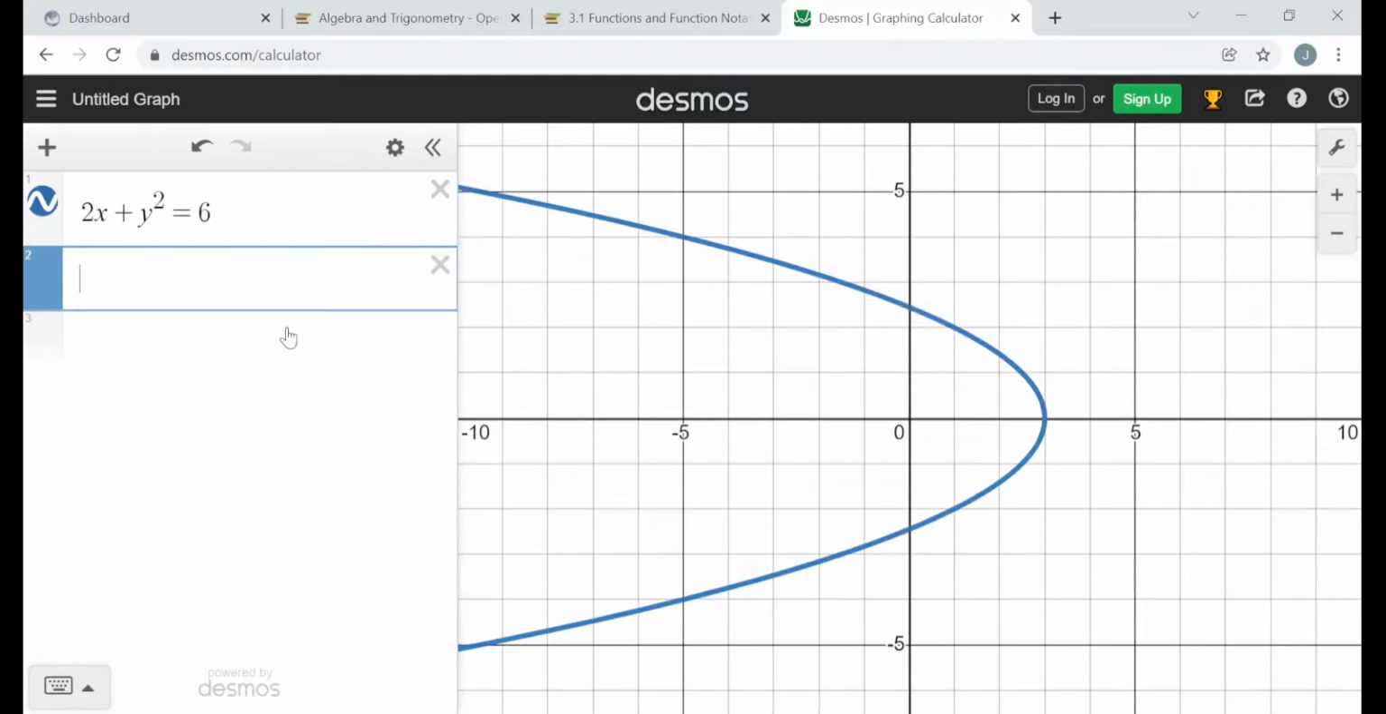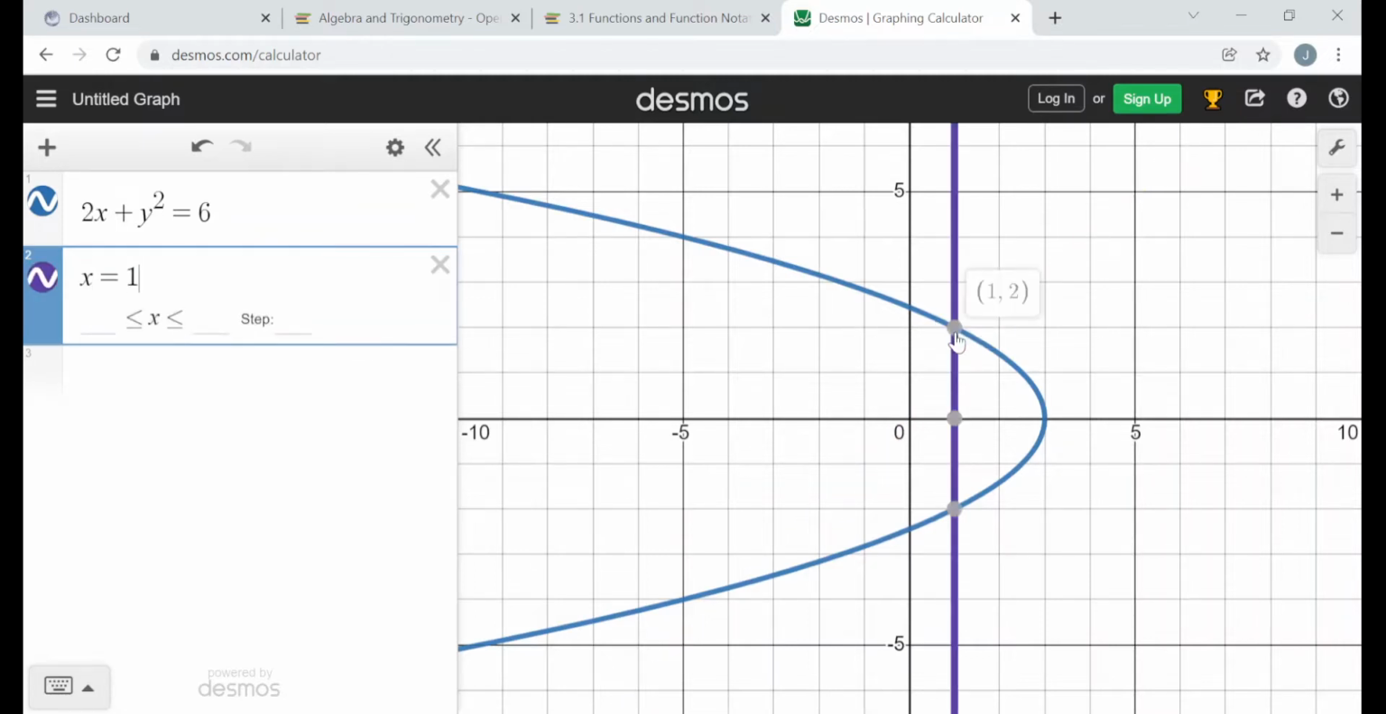Again, if I put in a vertical line, x equals 1, see how it hits that blue graph at 2 and negative 2. The input 1 pairs with output 2 and negative 2. The input of 1 pairs with more than one output. That's not a function.